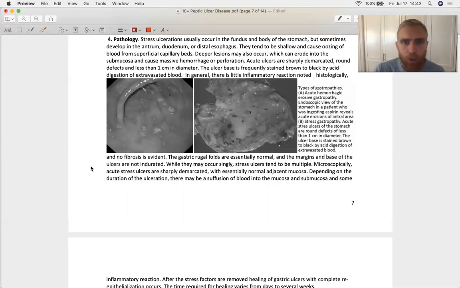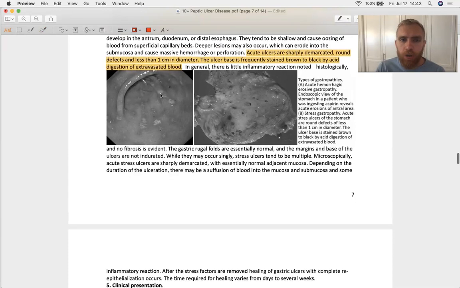They tend to be shallow, but they can grow deeper if untreated. Acute ulcers are sharply demarcated round defects. The ulcer base is frequently stained black to brown by acid digestion of extravasated blood. In general, there is little inflammatory reaction noted histologically, and no fibrosis is evident.